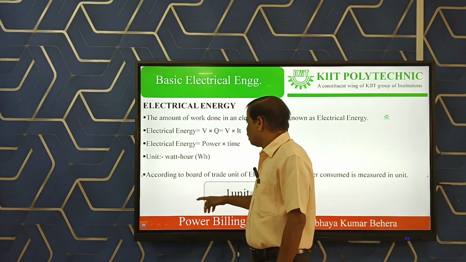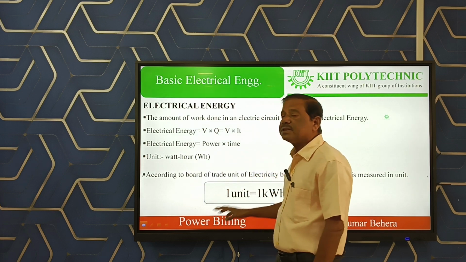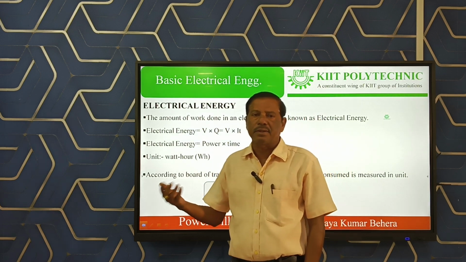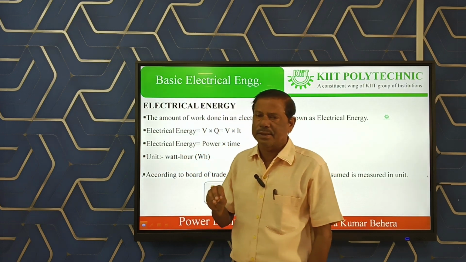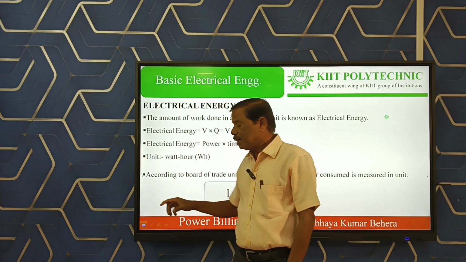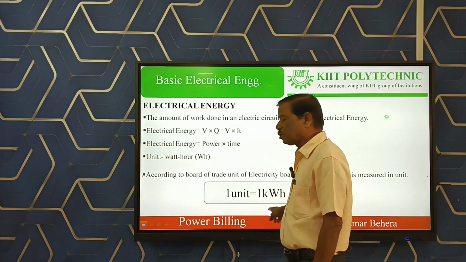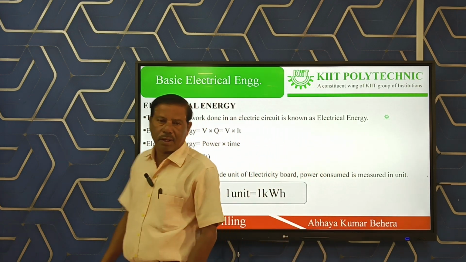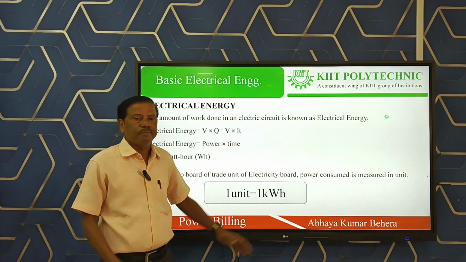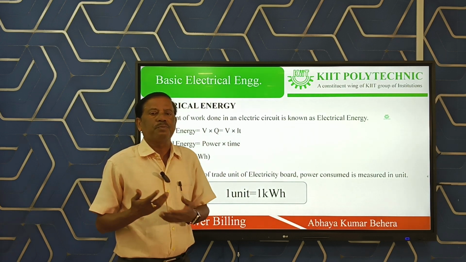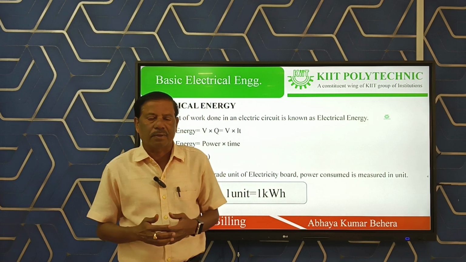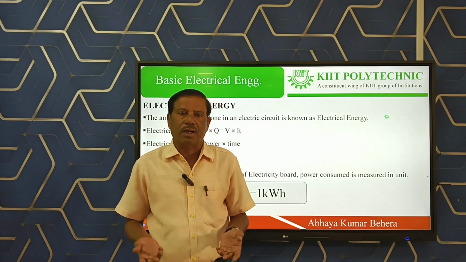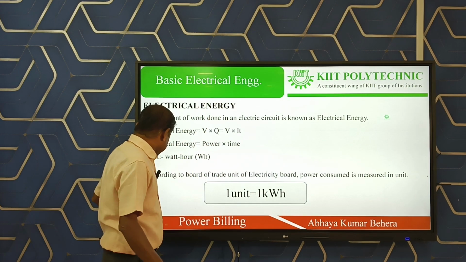According to the Board of Trade unit, meaning the company which is supplying electrical energy to us, the commercial meaning is the Board of Trade. In that it is mentioned that one unit is equal to 1 kilowatt hour. Suppose you have consumed 50 units in your house for a particular month, then it will be 50 kilowatt hour of power you have consumed.